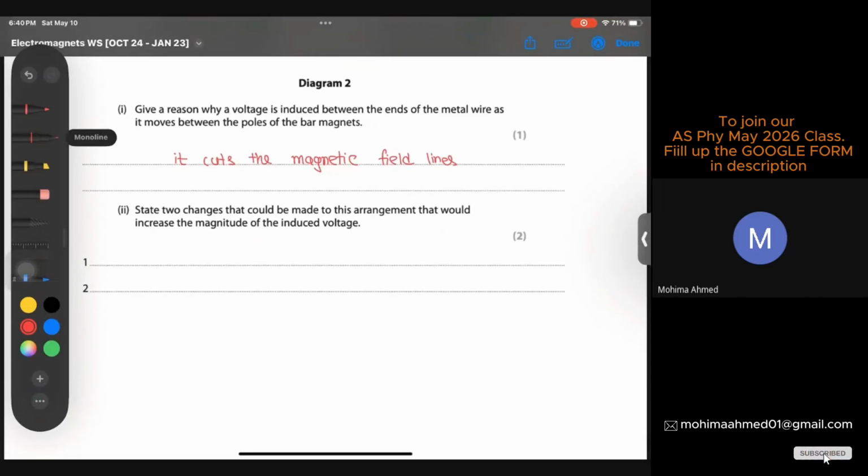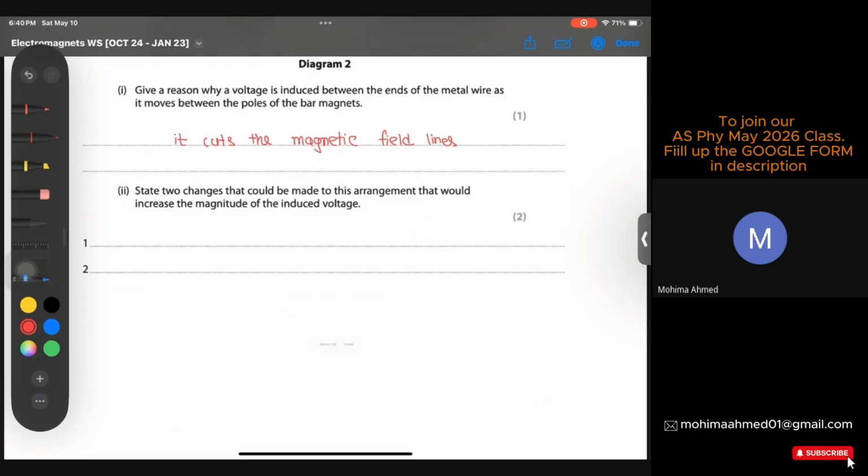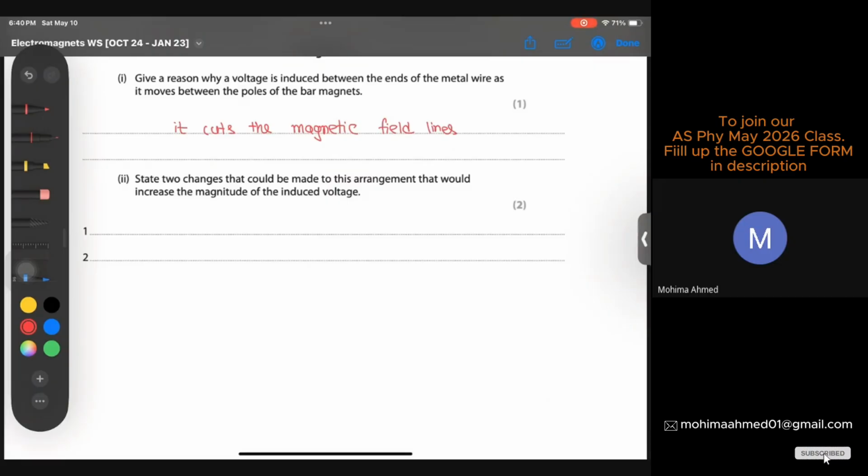And state two changes that could be made to this arrangement that would increase the magnitude of that induced voltage. I can move the wire faster. I can use stronger magnets. I can move the magnets closer. And I can also turn the wire into a coil. Turning the wire into a coil means it will have more surface area, more interaction with the field lines, and therefore increases the flux linkage. So you should memorize all 4 points for this type of question.